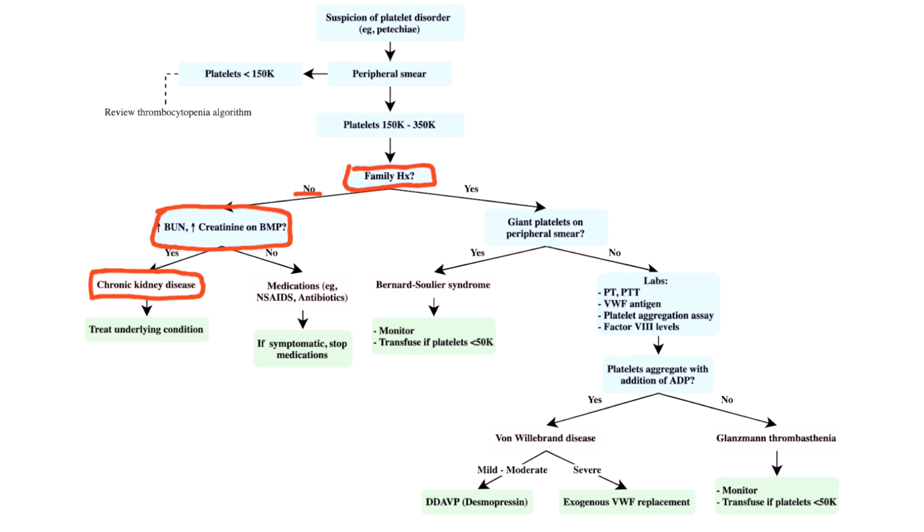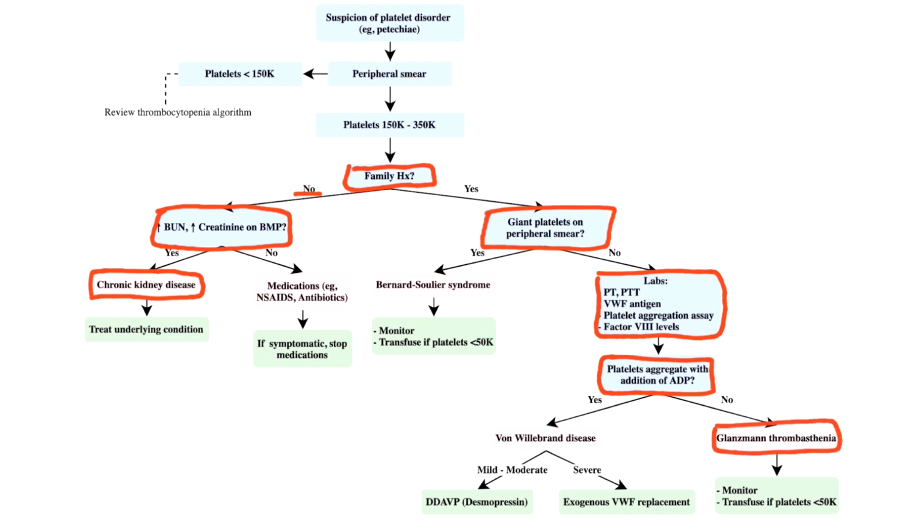If the patient has a family history of bleeding tendency, then we want to check if there are giant platelets on peripheral smear. The presence of giant platelets suggests the diagnosis of Bernard-Soulier syndrome. If there are no giant platelets, then we should obtain a PT, PTT, von Willebrand factor levels, platelet aggregation assay, and factor VIII levels. If platelets aggregate with the addition of adenosine diphosphate, then we are dealing with von Willebrand disease. If there is no platelet aggregation upon ADP addition, then the most likely diagnosis is Glanzmann thrombasthenia.